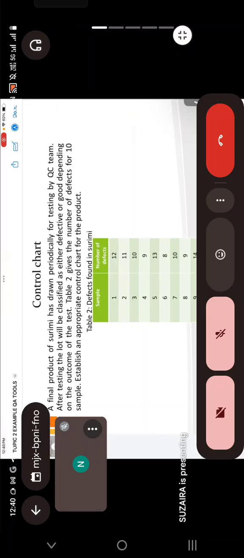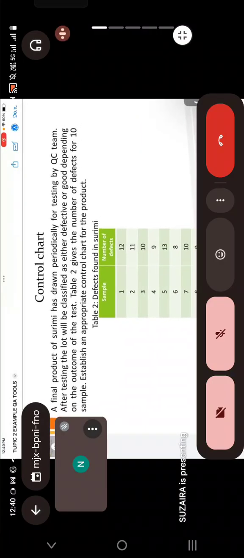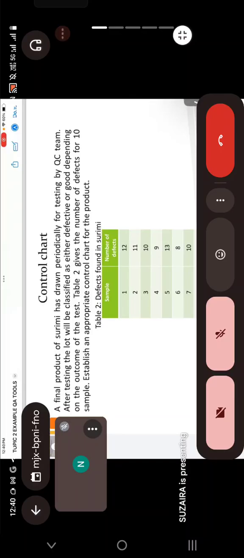The second one. This one. Okay. So a final product training is drawn periodically for testing by the QC team. After testing, the log will be classified as either defective or good depending on the outcome of the test. So table 2 gives the number of defects for 10 samples. Establish an appropriate control chart. See the keyword, appropriate. So it won't give you any P chart or C chart to develop. You have to think about it.